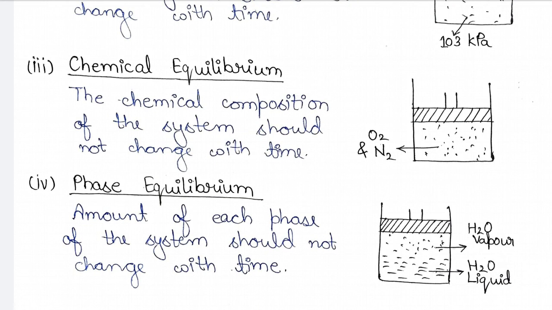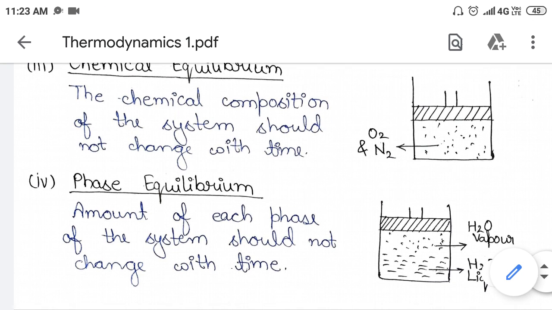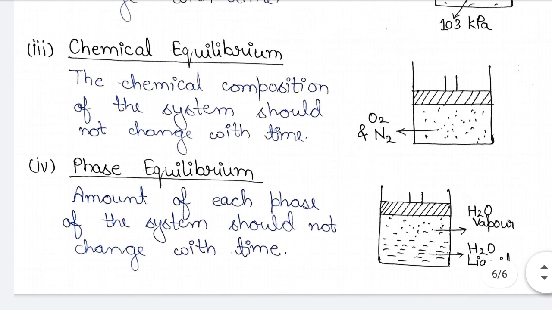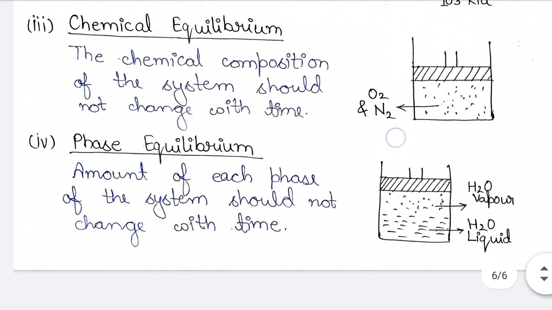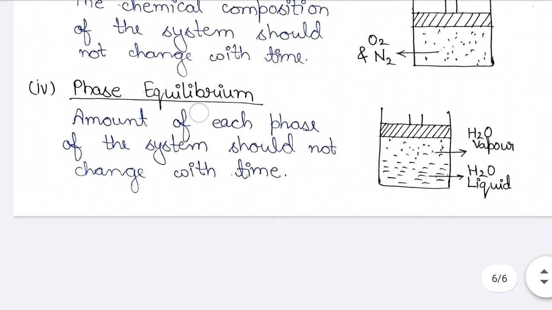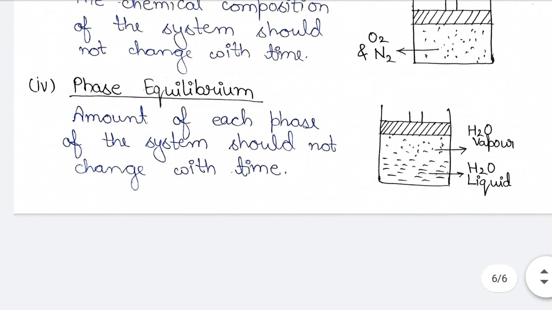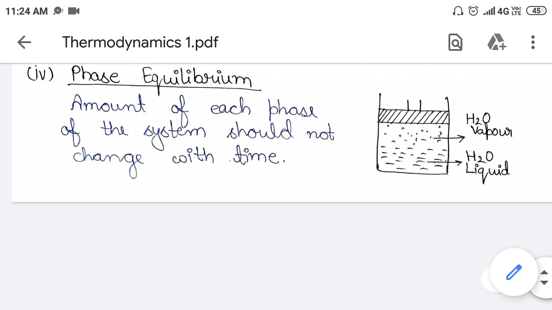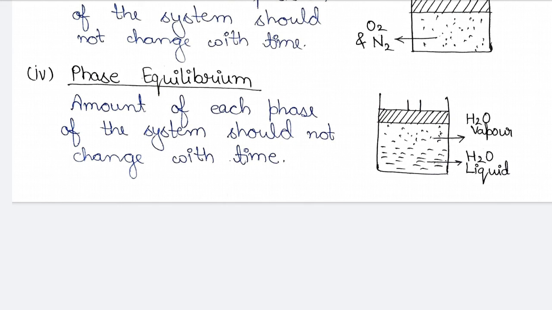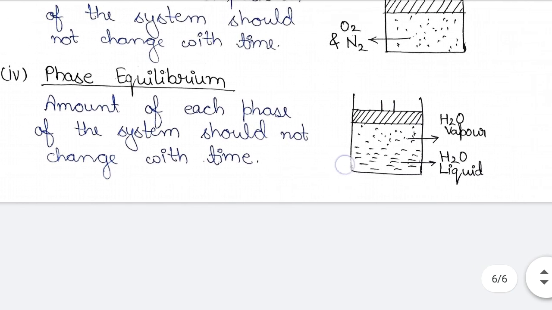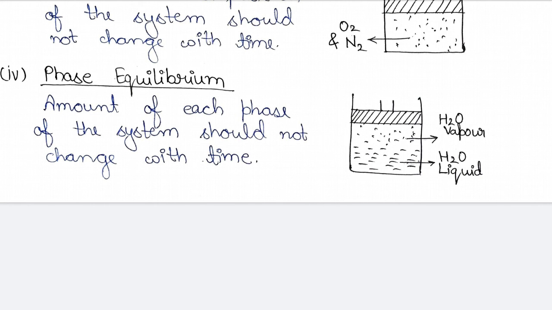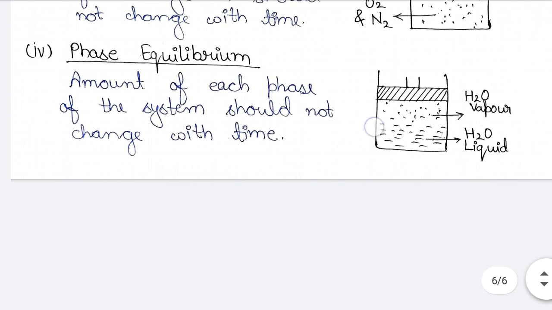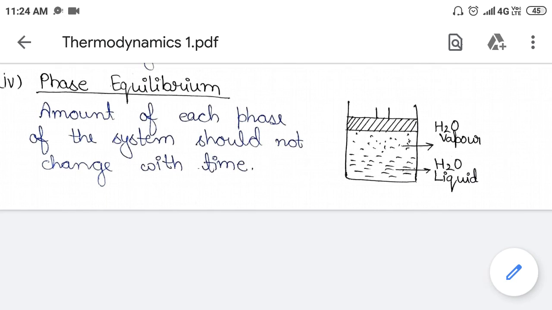The third one is chemical equilibrium. The chemical composition of the system should not change with time. So as we can see, O2 and N2. Then phase equilibrium. The amount of each phase of the system should not change with time. As you can see, there are two phases in this, H2O in the vapor phase and H2O in the liquid phase. So these phases should not change with time to attain thermodynamic equilibrium.